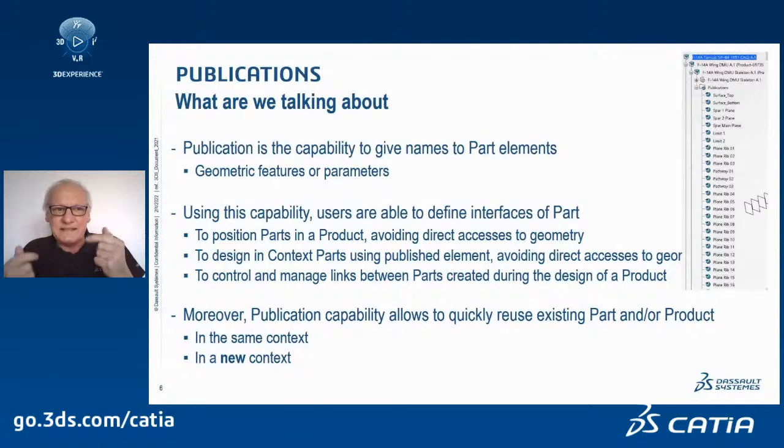By using this publication, instead of clicking on the geometry, you will be able to position a part in a product directly by clicking on the spec tree, on the name of the publication. So you can control the position of the part in a product. You can also design in context using those published elements, again without clicking on the geometry.